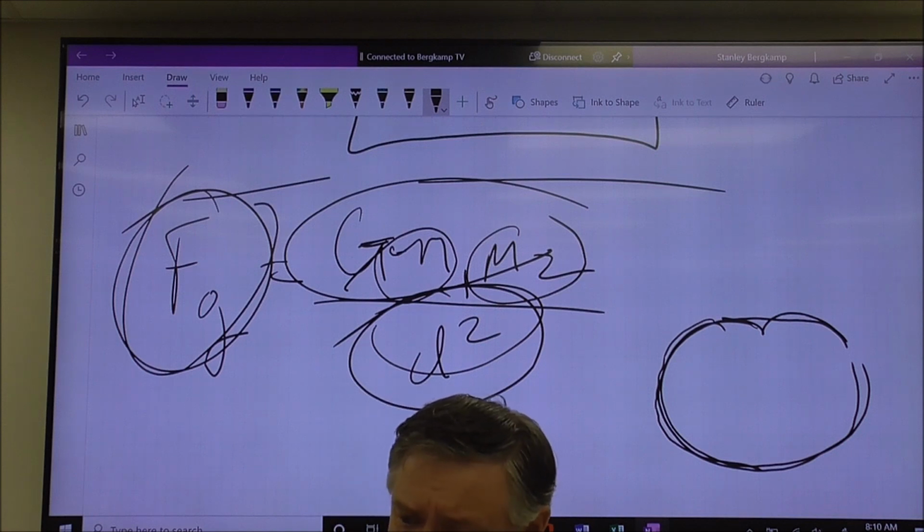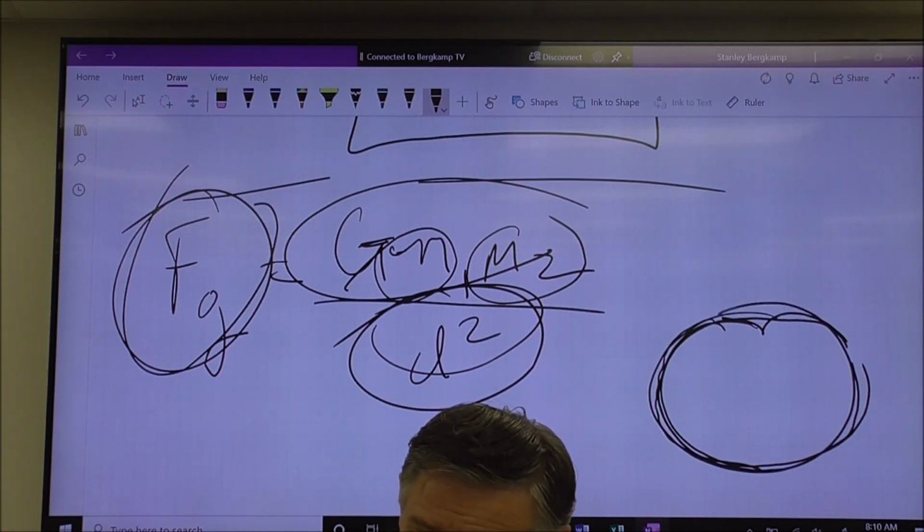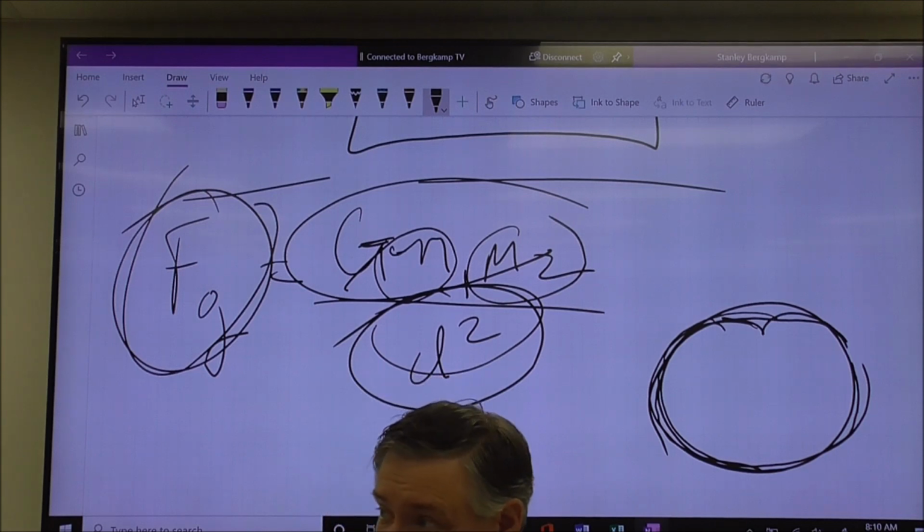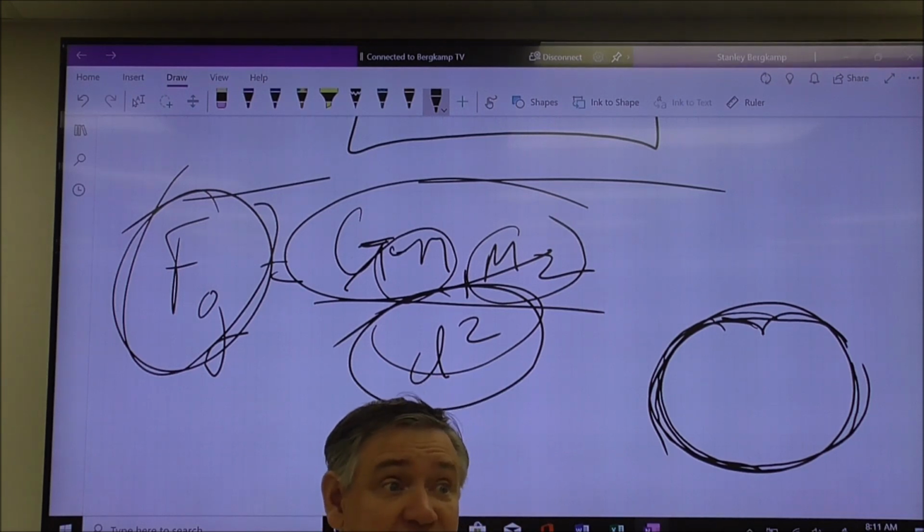So we have enough atmosphere. We have an atmosphere because we have a strong enough gravitational field. The moon does not have an atmosphere. Okay, if you go out and look at the moon, you'll never see clouds on the moon.